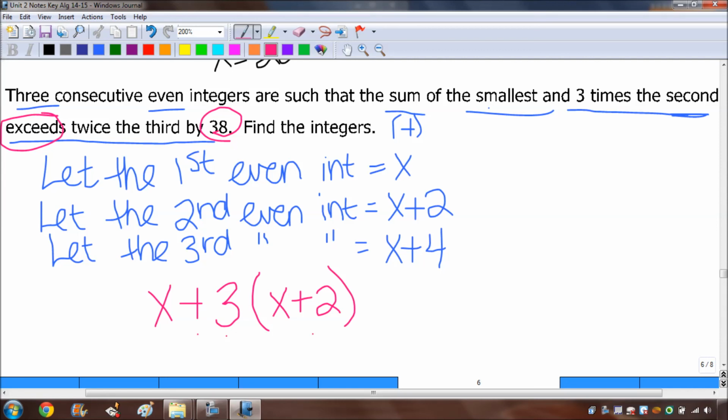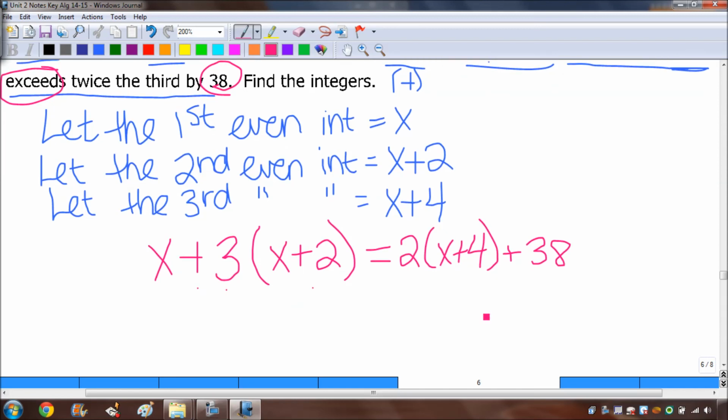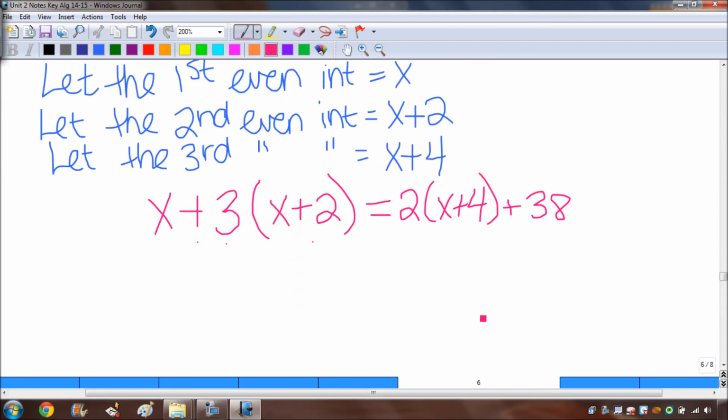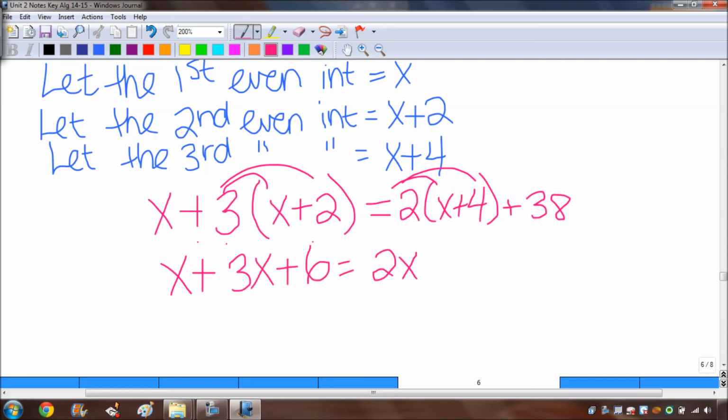So the sum of the smallest and 3 times the second is, which means I have to say equals, 38 more than, so I'm going to add 38 to something, twice the third. So I'm going to take 2 and multiply it by all of the third integer. Okay, now that I've done that, the rest is easy. I can just set up my equations and solve. Distribute the 3 through, distribute the 2 through, so you end up getting x plus 3x plus 6 equals 2x plus 8 plus 38.